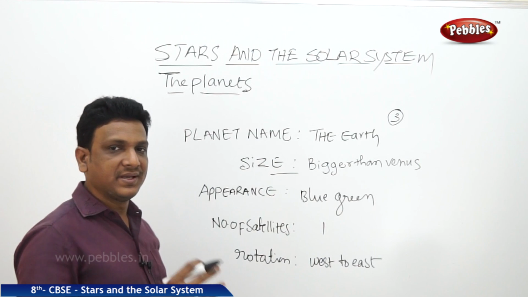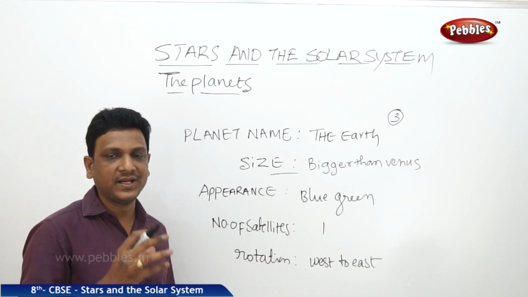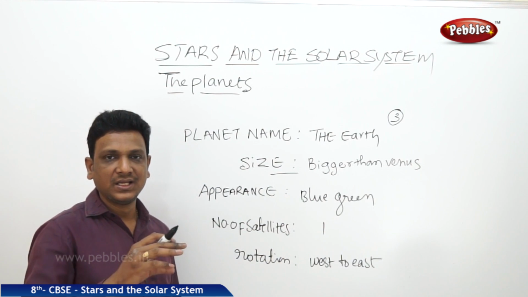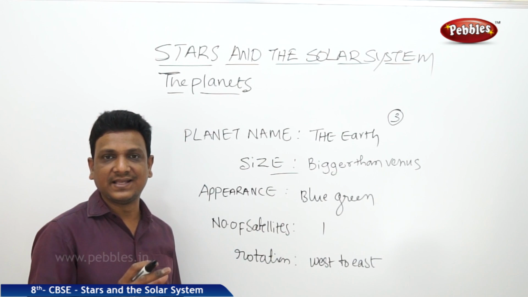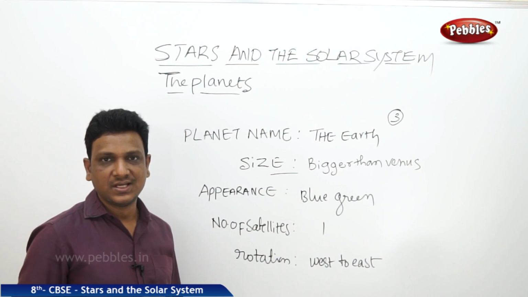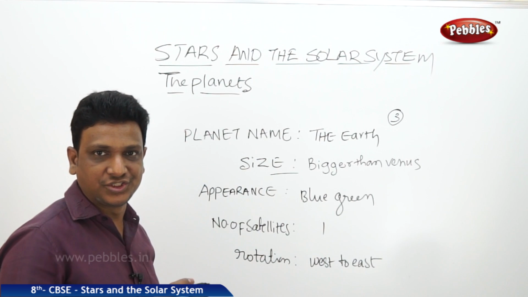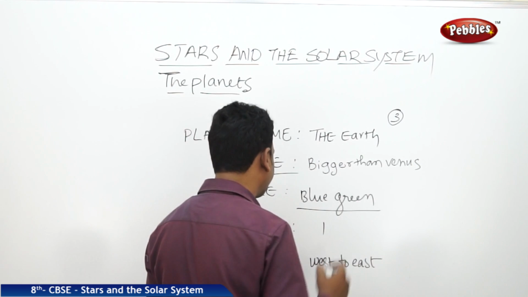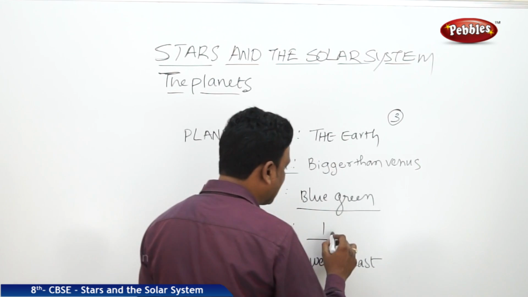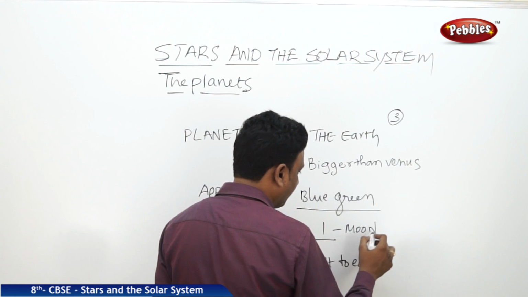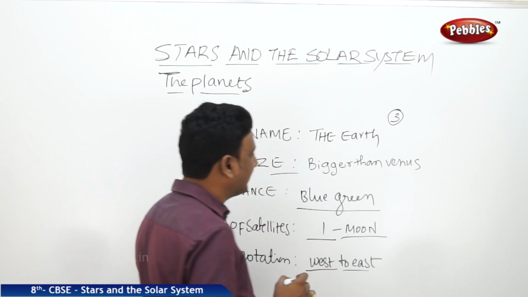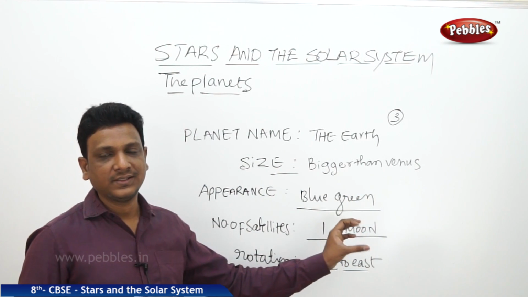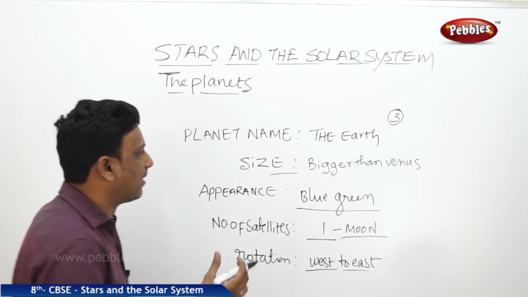The Earth appears from the sky in space like a blue-green planet. The blue and green is because of the reflection of sunlight from the land, the greenery and the water, the oceans. So because of this light refraction and reflection, different phenomena of light bring that particular blue-green appearance to the Earth. The Earth has only one natural satellite, the Moon, and the Earth rotates from west to east. It is bigger than Venus in size and smaller than the next planet, Mars.